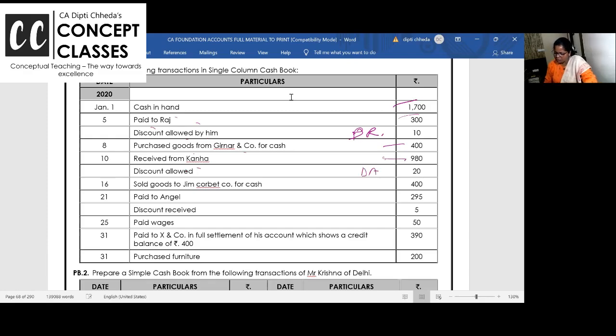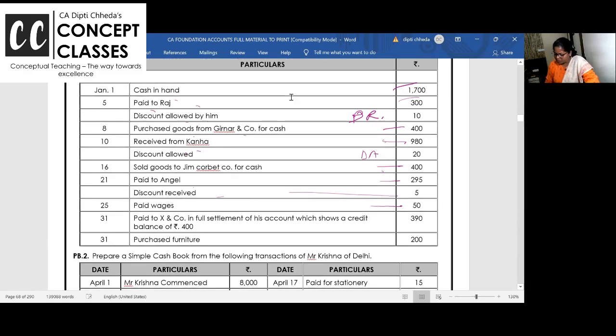Sold goods to Jim Corbett for cash. Debit side. Paid to Angel, credit. Discount received, credit. Paid wages, credit. Paid to X, credit. And purchase furniture, credit.